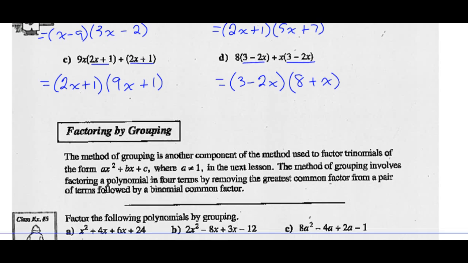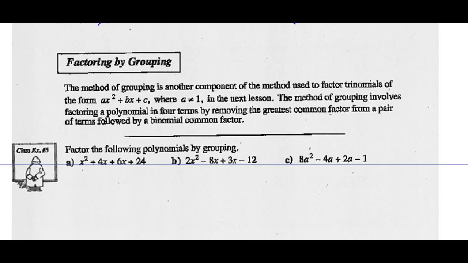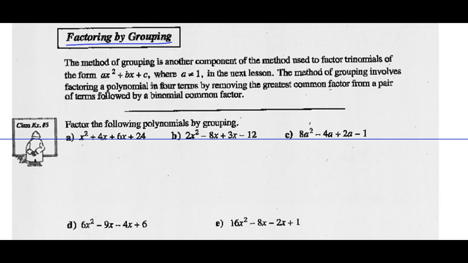So now if you take out a common binomial factor, we can factor by grouping. All right? The method of grouping is another component of the method used to factor trinomials of the form ax squared plus bx plus c when a isn't 1. So it's a more complex method.